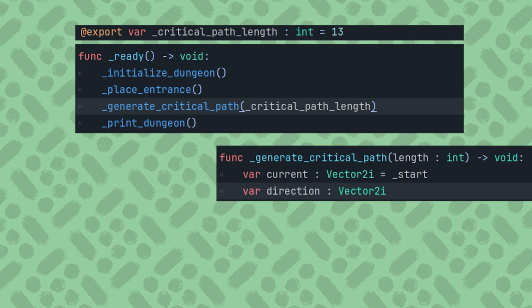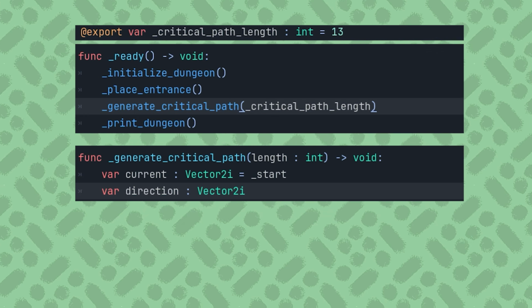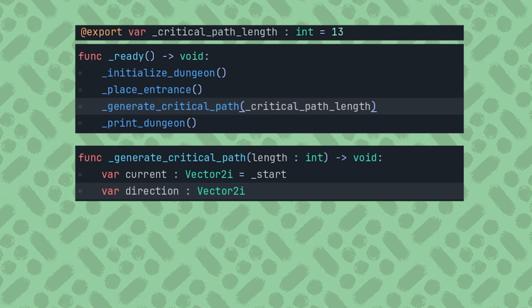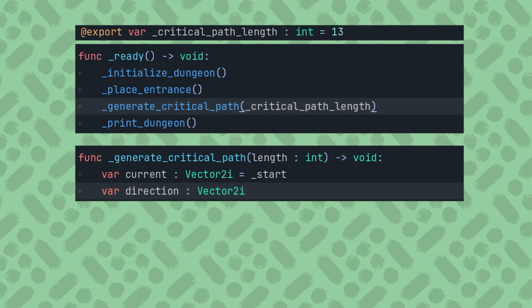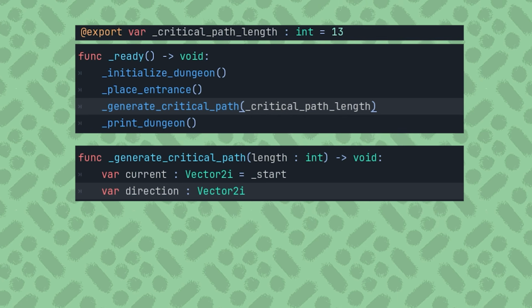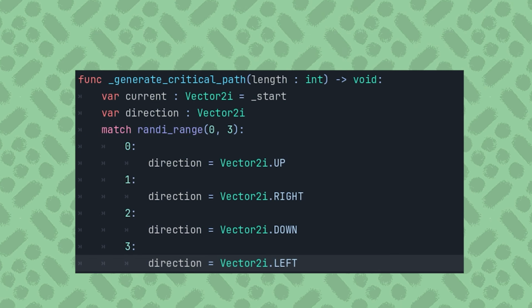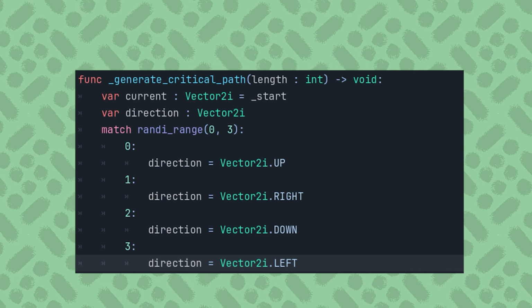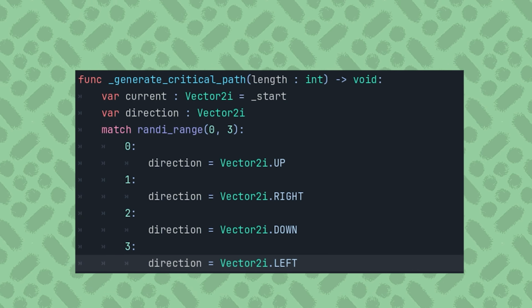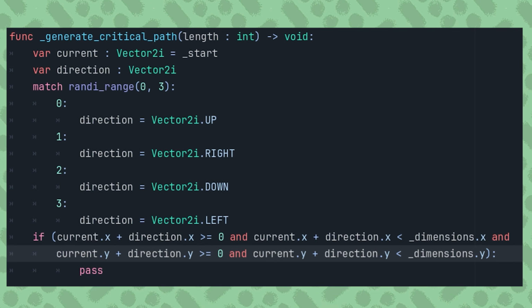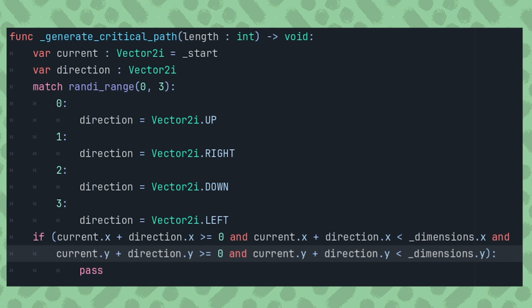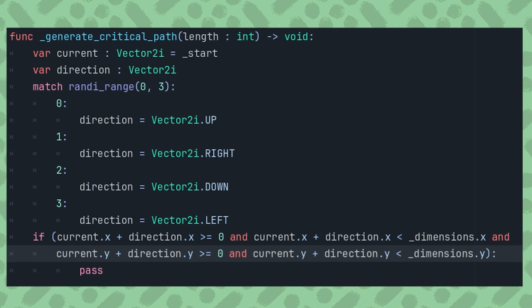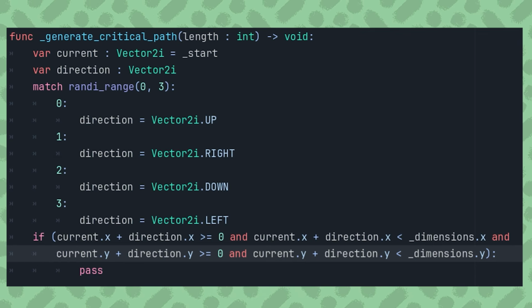So we'll declare a variable to hold the current room, starting at the entrance coordinates, then another variable for the direction we are trying to go. Matching a random number between 0 and 3, we can set the value of direction to be up, right, down, or left. We then need to determine if the coordinates current plus direction are valid, or if they have gone outside the dimensions of the array.